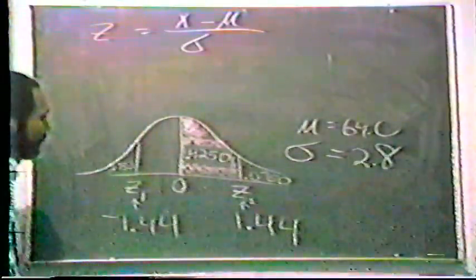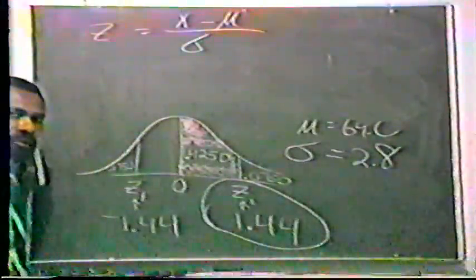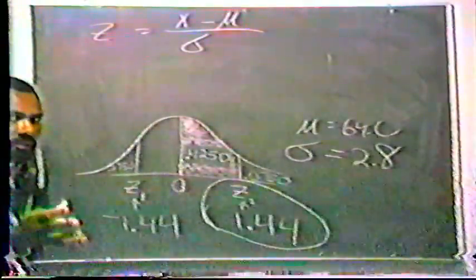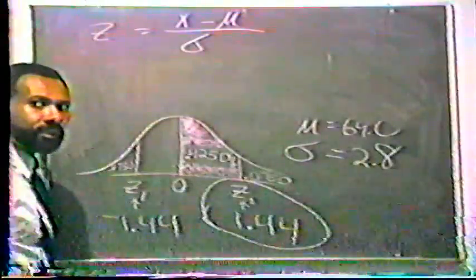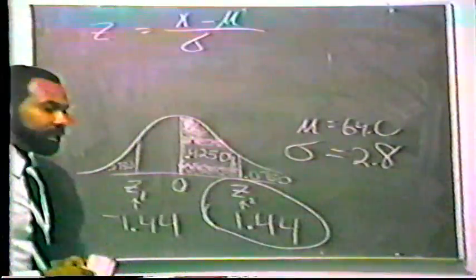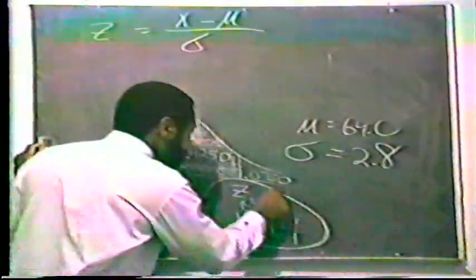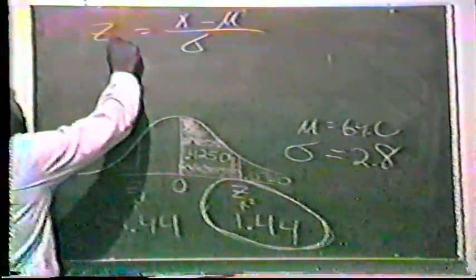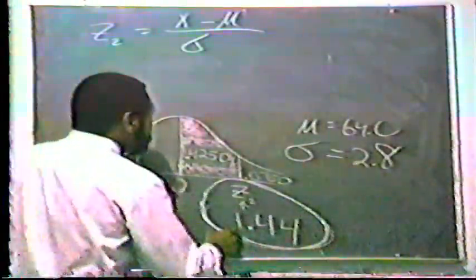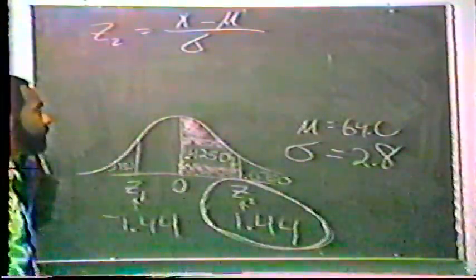We're going to do the positive z-score first. We'll do the 1.44 first, and then we'll come back and do the negative 1.44. You can do it either way. When you're doing your problems, if you want to do the negative one first, you can do that. But we'll do the 1.44 first. We can call it z sub 2 if we want to, and we're looking for the raw score. X is what we're looking for, the raw score.